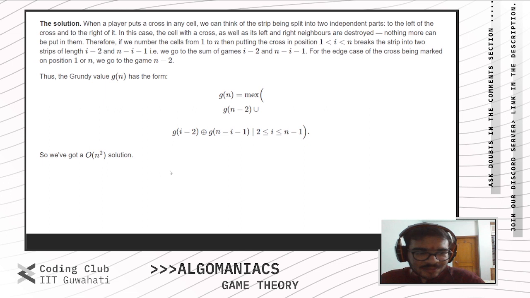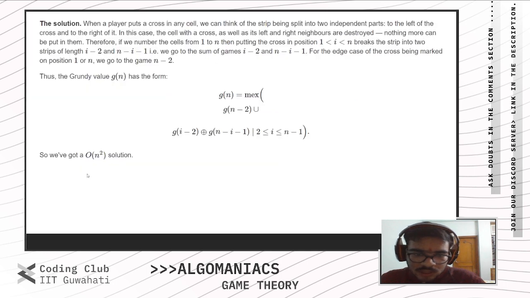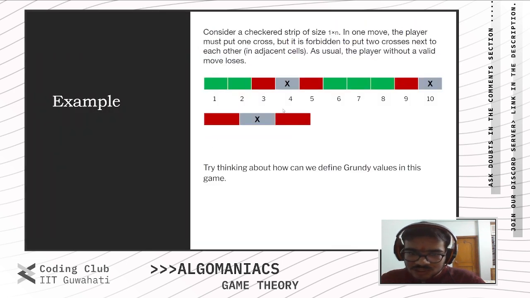Okay, so I'll try to summarize the problem. What we tried to do is apply the Sprague-Grundy theorem to this problem so that we can get the answer for some Gn by considering all the possible states it can go to. So there were basically just two cases. Either you can place a cross in the middle or in the corner. If you place a cross in the corner, you're left with one strip of size n minus 2.